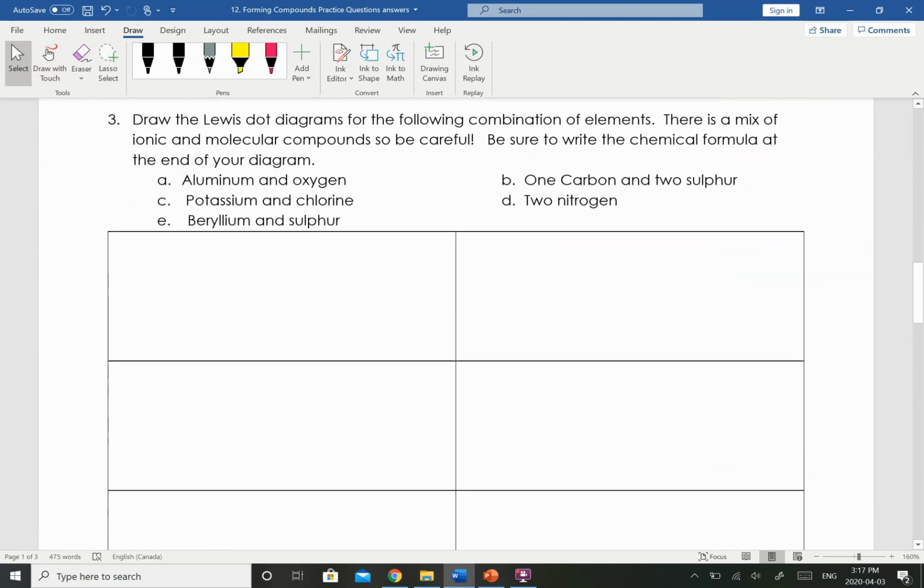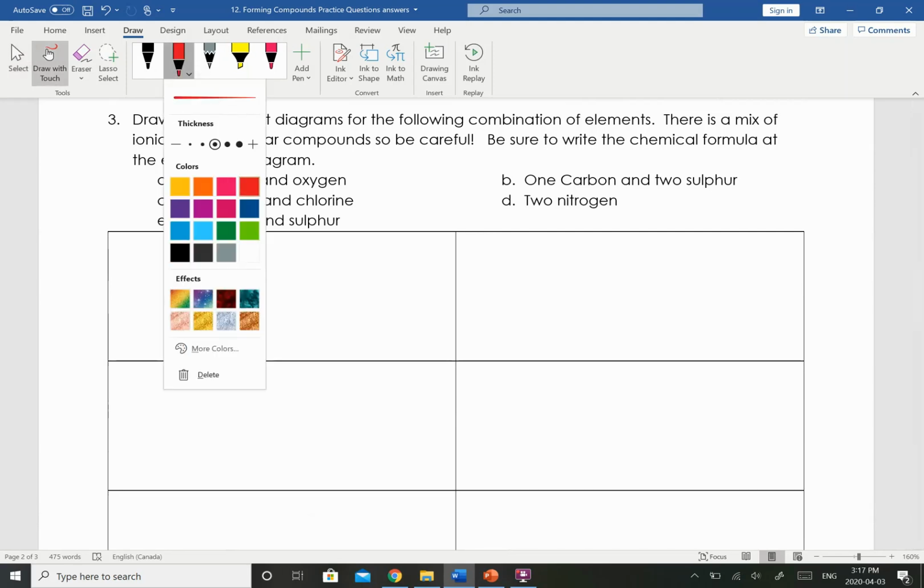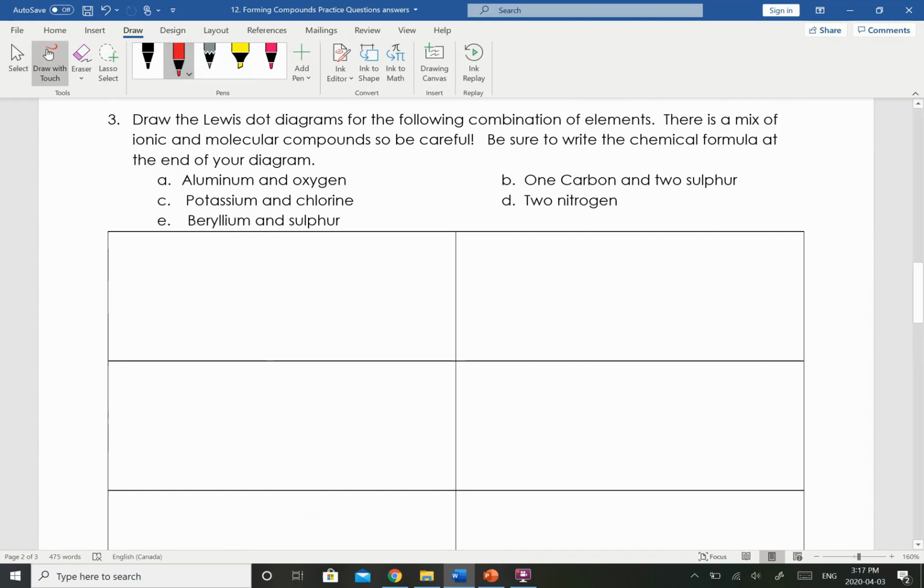So now we have a mixture of ionic and molecular. Let's go around first and identify which ones are ionic and which ones are molecular. So we'll put an I next to ionic and an M next to molecular. Remember, if we have a metal, we know we have an ionic bond. So we need our periodic table. Let's get it out. And beryllium, that is a metal, so that will be ionic.